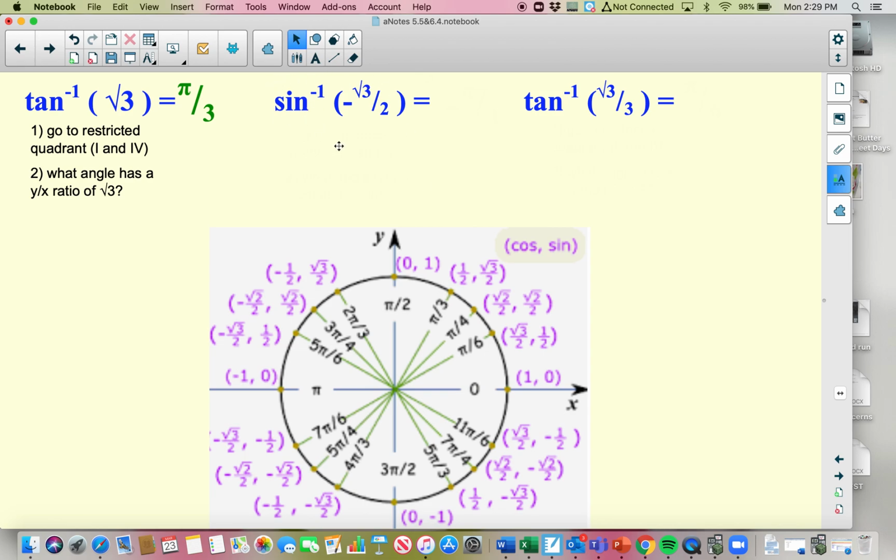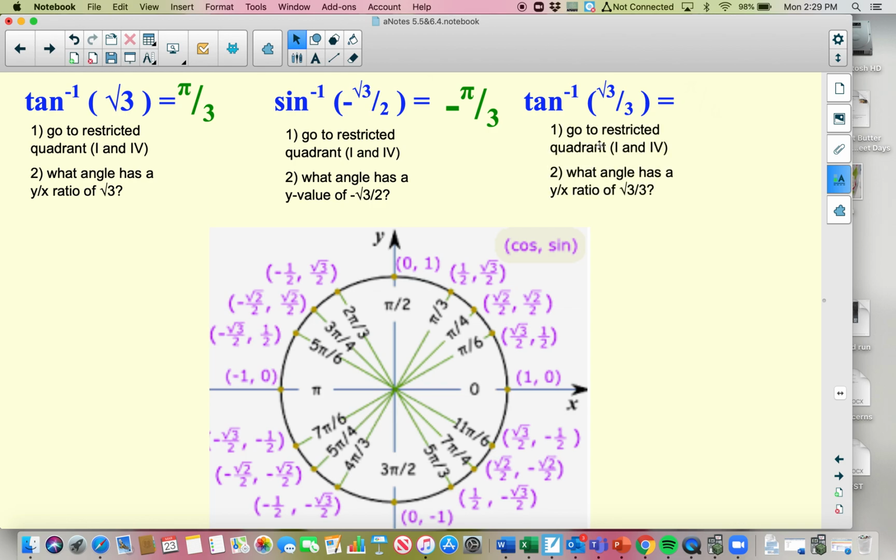Okay, inverse sine, restricted to quadrants 1 and 4, but it's negative, so I know it's going to be quadrant 4. And where is sine negative square root of 3 over 2, and that's at 5 pi over 3, but I can't say 5 pi over 3. I have to say negative pi over 3. And the last one, inverse tan, is restricted to quadrants 1 and 4, but it's positive, so I know I'm in quadrant 1. And in quadrant 1, the tangent equals square root of 3 over 3 at pi over 6.